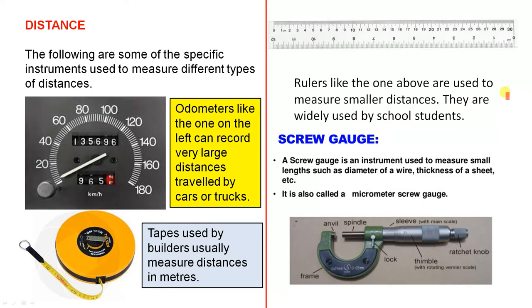Rulers like the one above are used to measure smaller distances. They are widely used by school students, so they'll normally measure things like centimetres, for example. Here is an interesting instrument called a screw gauge.